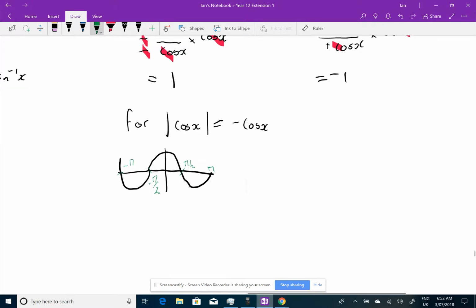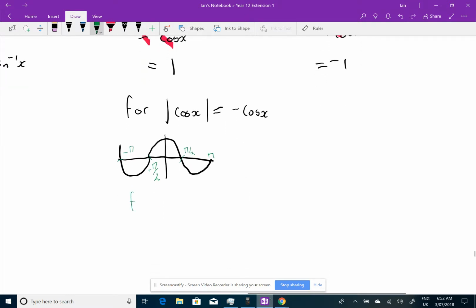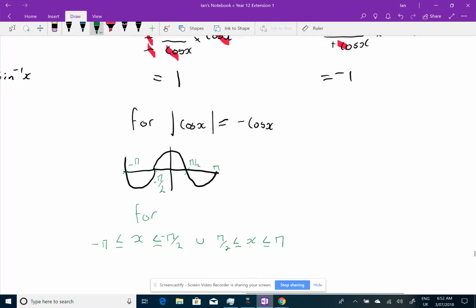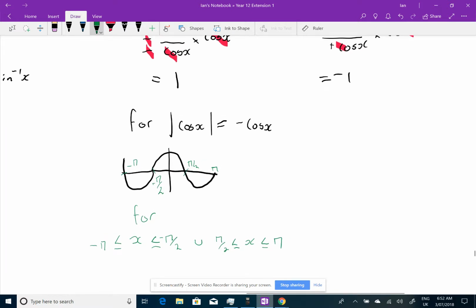So in that domain, for x greater than or equal to negative pi and less than or equal to negative pi on 2, as well as pi on 2 to pi. That's when we'll get a gradient of 1.